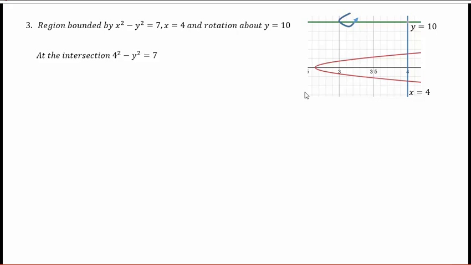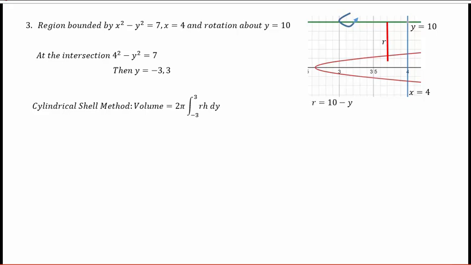At the intersection we have x equals 4, so plug it in and solve for y, which is -3 and +3. So these are the intersections here and at this point. Then we can use the cylindrical shell method. This is 2 pi, and the limit is -3 to +3 of r h. Now we need to see what the radius is. If you want to find the radius on this cylindrical shell, r will come out as 10 minus y. This is the point here, x, y.